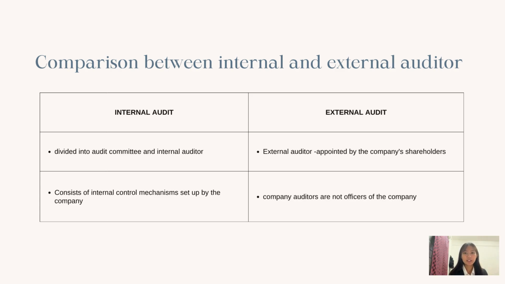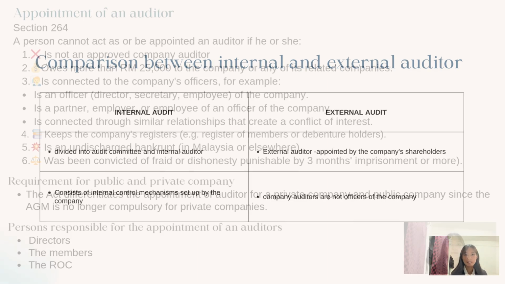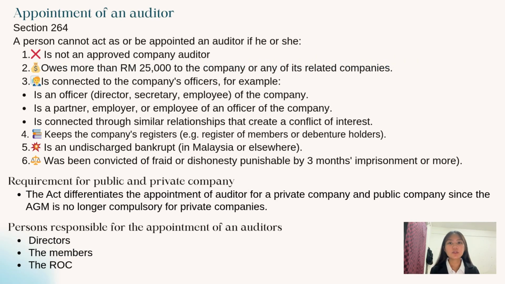An external audit: the external auditor is appointed by the company shareholders at the AGM, and has extensive duties and obligations toward the shareholders, company, and third parties. Company auditors are not officers of the company. Under Section 264 of the Companies Act 2016, a person cannot act as or be appointed an auditor if he or she is not an approved company auditor. For example, not registered with the relevant authority.